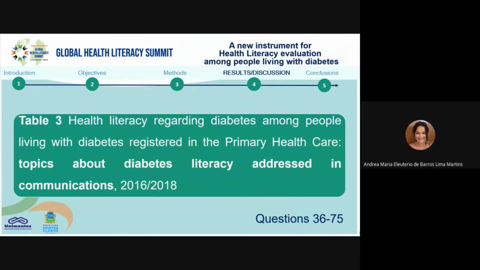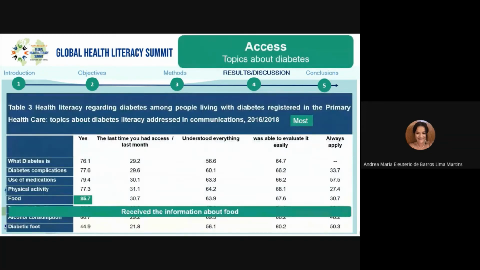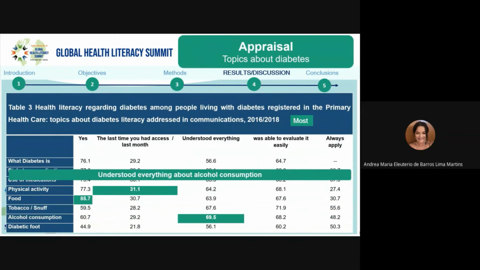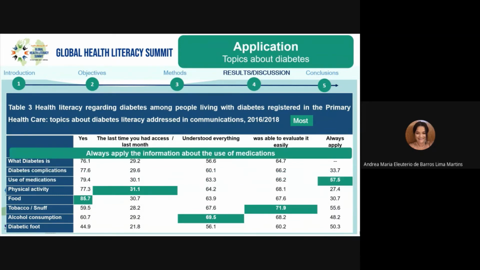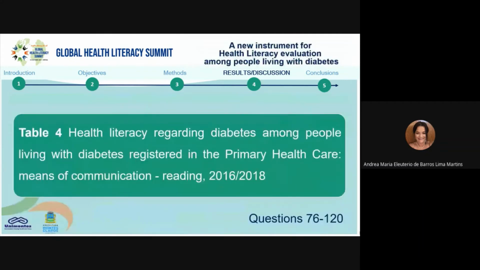Table 3, topics about diabetes literacy addressed in communications. Most received the information about food. Most, the last time which they had access in the last month was about physical activity. Most understood everything about alcohol consumption. Most was able to evaluate the information about tobacco and snuff easily. Most always apply the information about the use of medications.